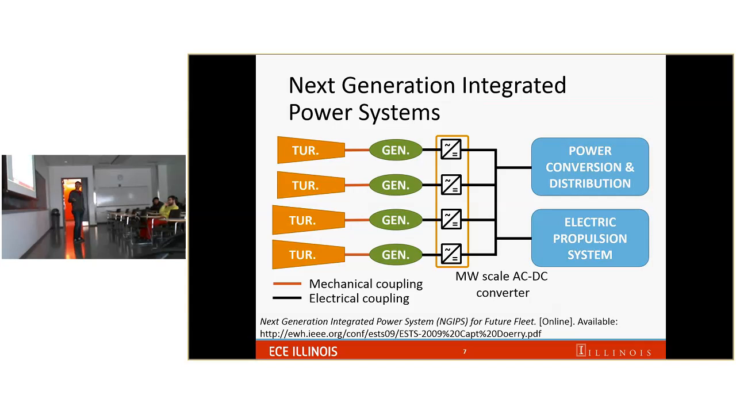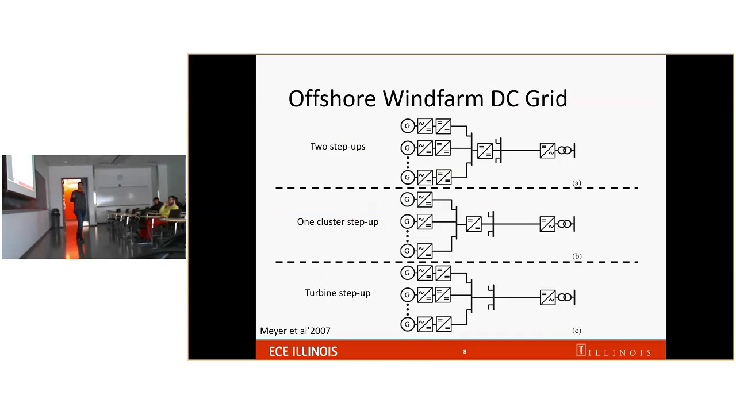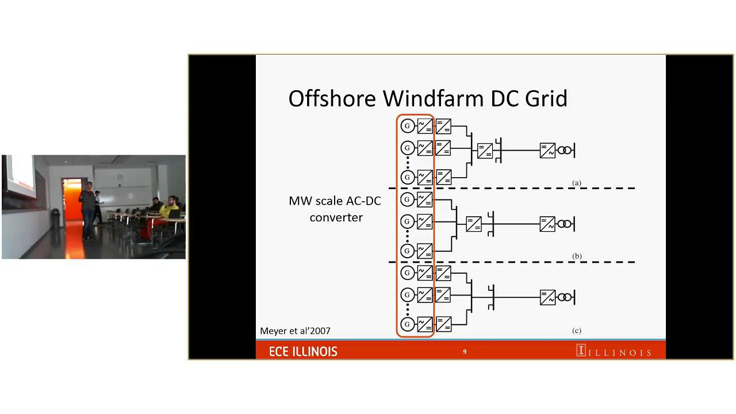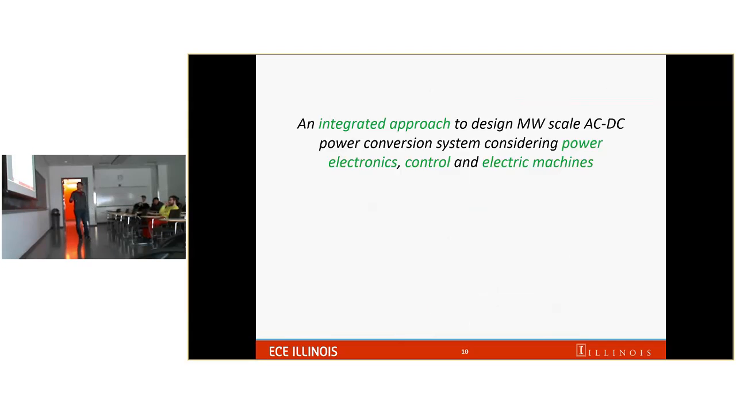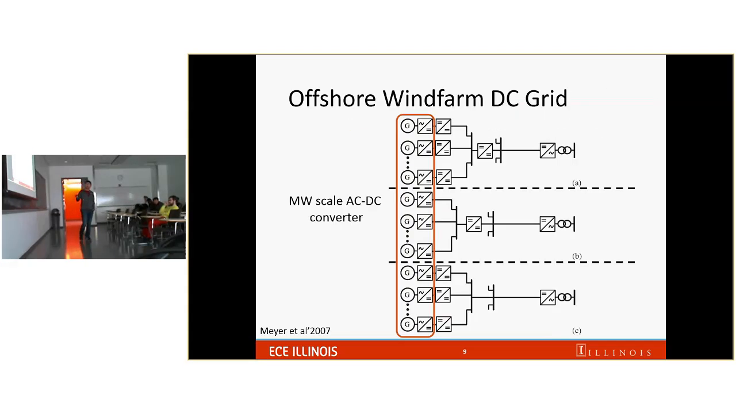And for the wind turbine, there are multiple power system architectures proposed. It could be a 2-step up, 1 cluster step up, or turbine step up. No matter what architecture it is, you will always see an AC to DC conversion system attached to each generator. So again, we will see megawatt scale AC to DC conversion systems here. So that motivates my work.